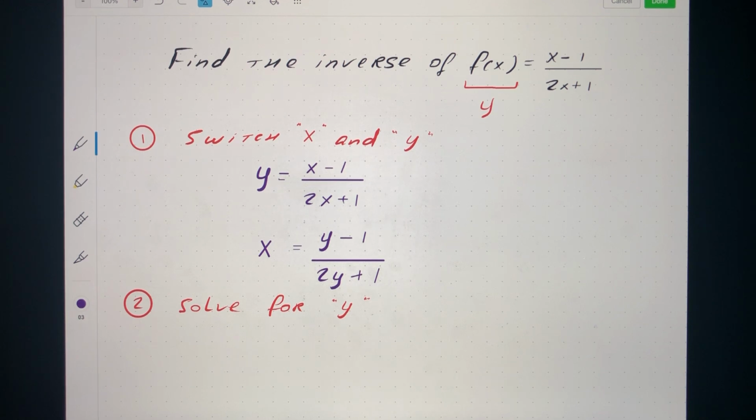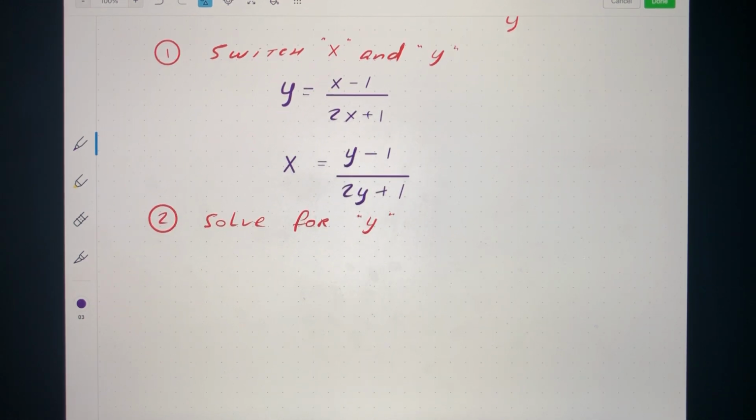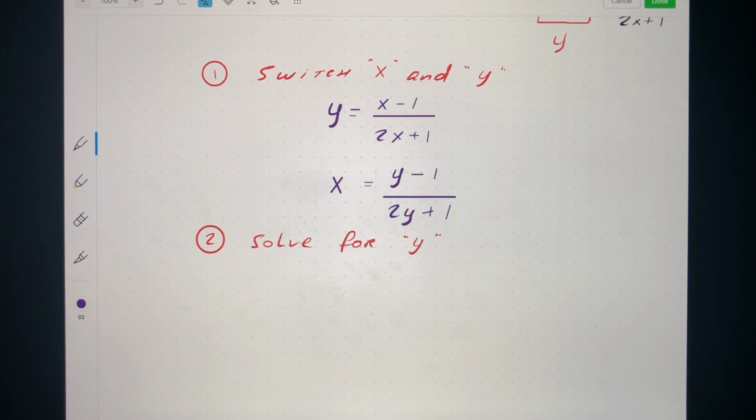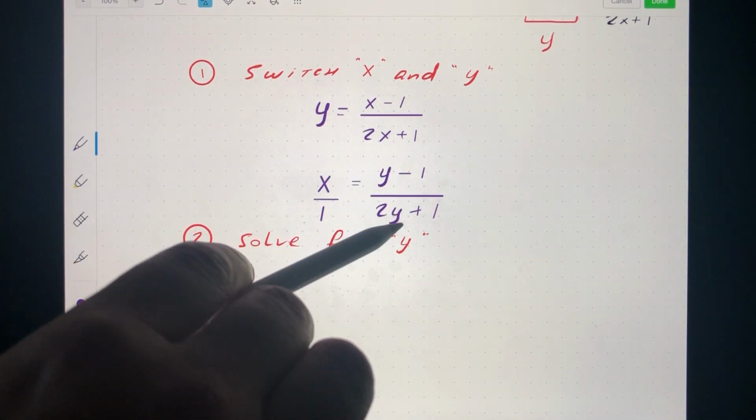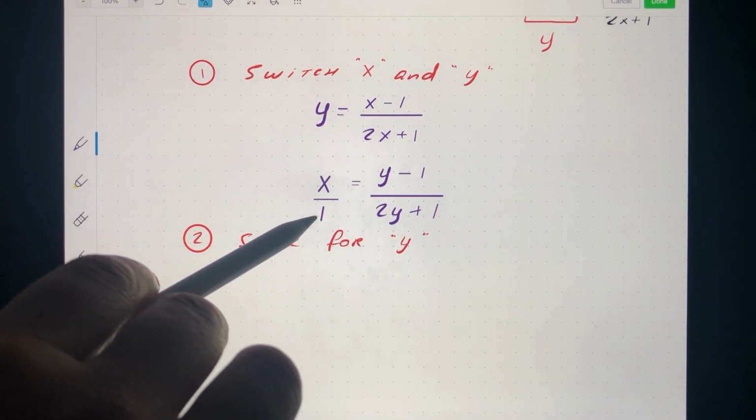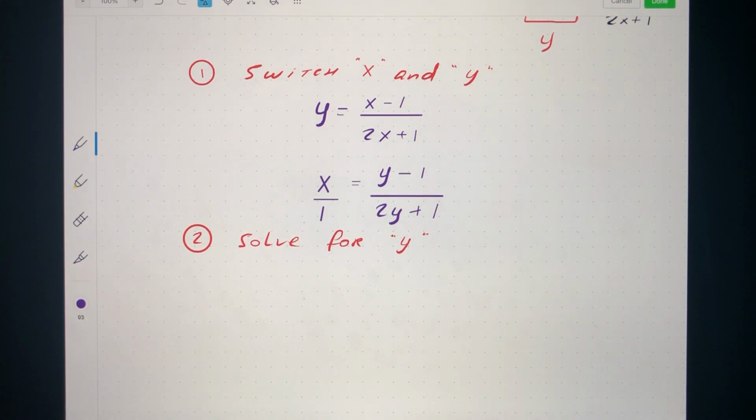Step 2 is now we have to solve for the y. Now this is where it gets a little bit interesting because we have two y's, not one. So to solve something like this, one of the methods is to use cross multiplication. If we have one fraction per side and they're equal to each other, then cross multiplying will still be a true statement. So that means if we multiply across, x times (2y plus 1) will be equal to 1 times (y minus 1). Now we have to solve this for the y.